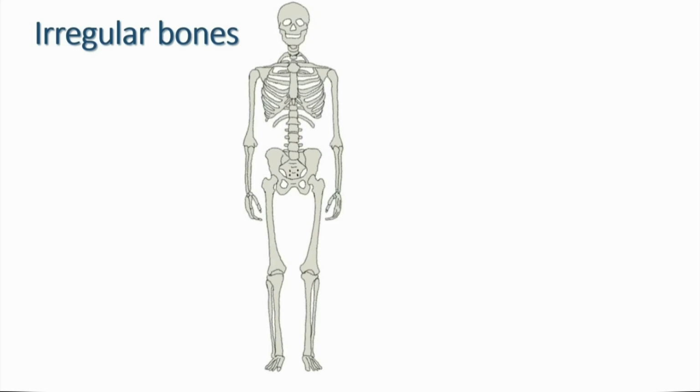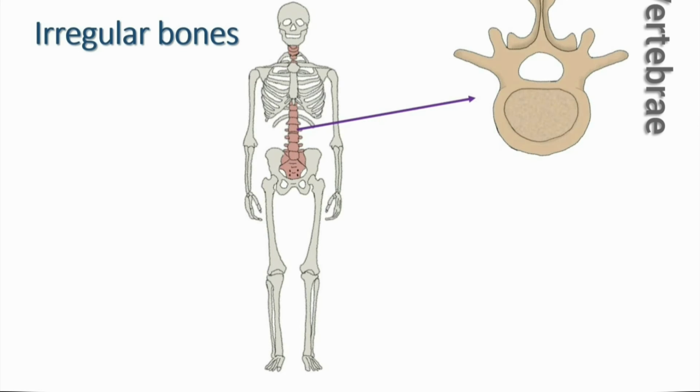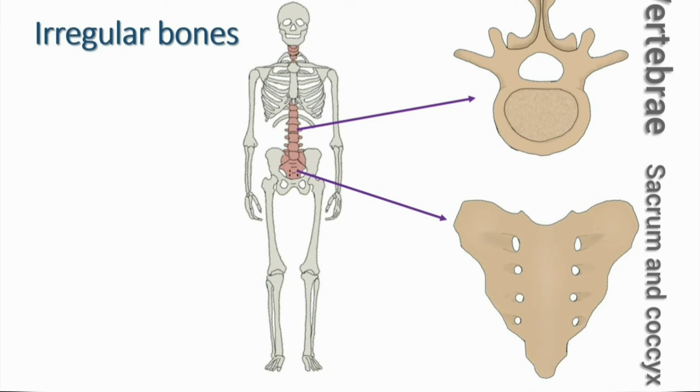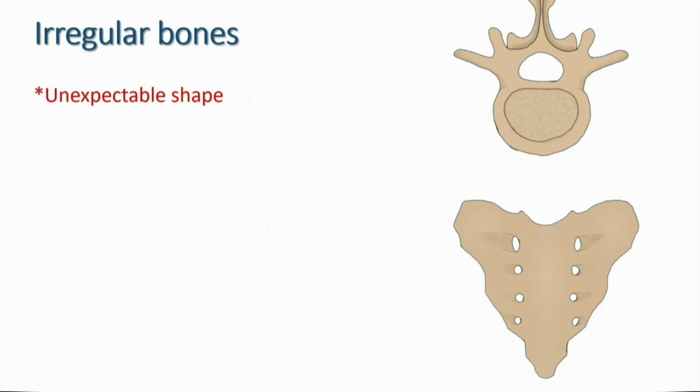Irregular bones, mostly found in vertebral column. Vertebrae are irregular bones, as well as sacrum and coccyx. Now, as the name suggests, these bones are irregular and don't have a specific shape.